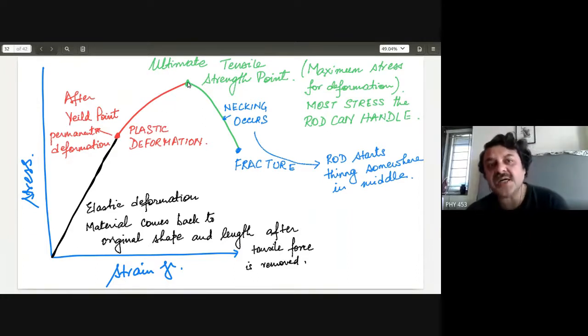There's a certain peak, called the ultimate tensile strength point, which is the maximum stress that the system can handle, the most stress that the rod can handle. After this point, as you increase strain, the stress actually decreases. Necking occurs. What is necking? Basically, the material becomes thin at a point, the stress decreases though strain is increasing, and finally, beyond a certain point, you get fracture, so that the system breaks into two.